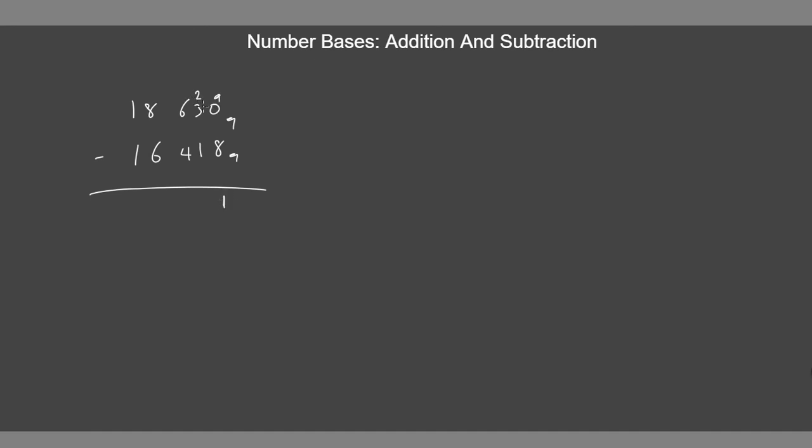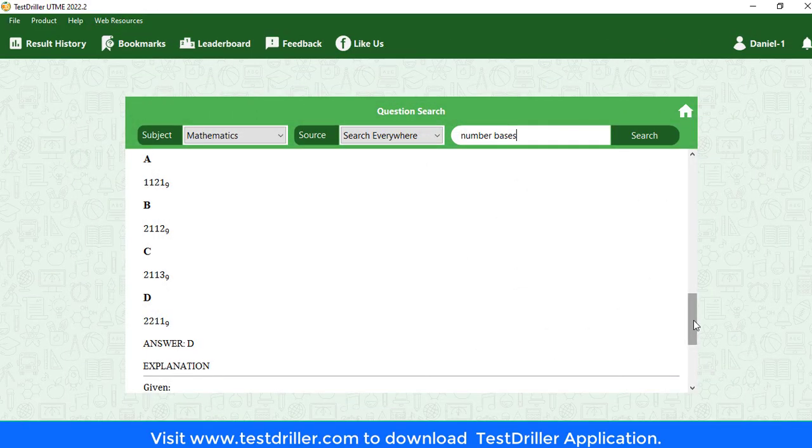Then in this case, you have 2 minus 1. That will give you 1. And the next is 6 minus 4. That will give you 2. Then you have 8 minus 6. That will give you 2. And 1 minus 1 gives you 0. So you can ignore the 0 or just leave it this way. And now you have your answer in base 9. So this is the answer. So let's check what the correct option is. You can see that the correct option is option D, which is 2211 in base 9.